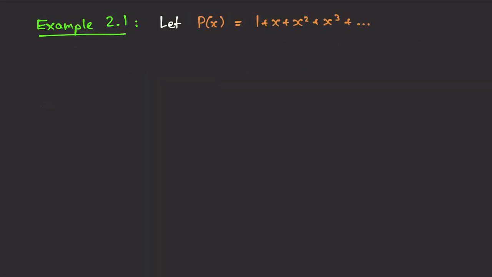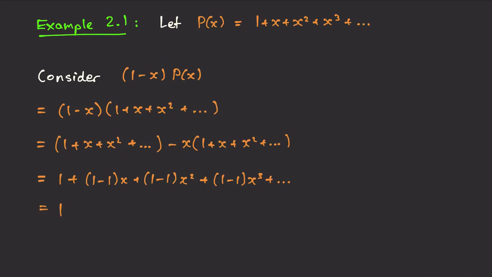Now we'll look at another example where we multiply two power series. Let p of x be the series 1 plus x plus x squared plus x cubed, and so on. We're going to multiply this by the series 1 minus x. We expand this out using familiar algebraic tricks, and then we combine like terms to compute the coefficients. We see that the constant term is 1, and all the other coefficients are equal to 1 minus 1, in other words 0. Therefore, the product of these two series is just 1.